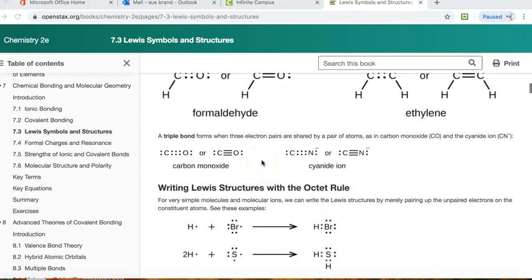Now, sometimes you can draw out a triple bond. A triple bond is when you have 3 electron pairs. Here you see 3 electron pairs, and that represents the triple bond there. And then you see a lone pair on the carbon and a lone pair on the oxygen. So why do you do this?